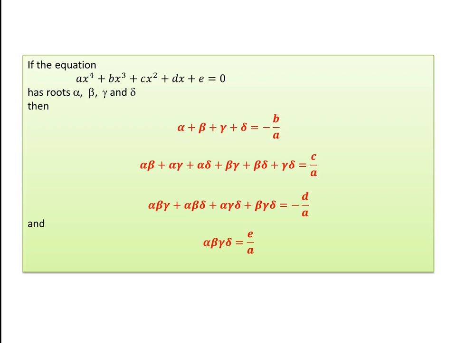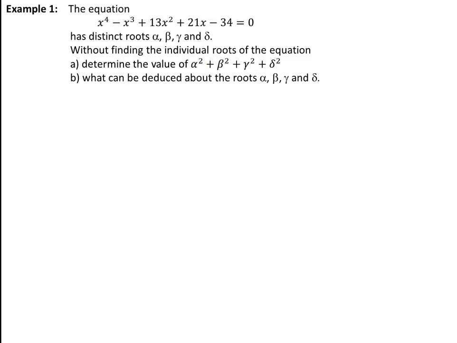Now we'll have a look at a couple of examples in which we will use these results and deal with quartic equations generally. So the first example, we have the equation x to the 4 minus x cubed plus 13x squared plus 21x minus 34 equals 0, and we're told that this equation has got distinct roots alpha, beta, gamma and delta, and we're asked, without finding the roots of the equation, to determine the value of alpha squared plus beta squared plus gamma squared plus delta squared, and then we're asked what can be deduced about these roots.